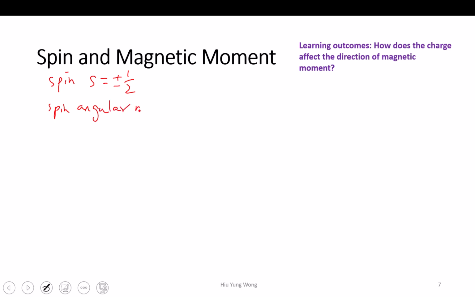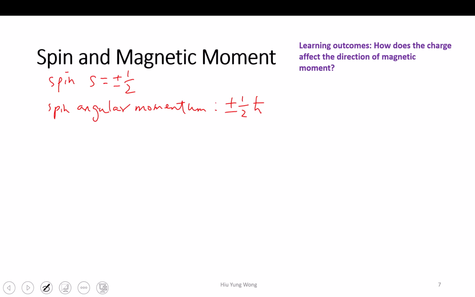Spin angular momentum equals the spin times h bar. That's it, right? This is the Planck constant. The reason it is called spin is because it looks like it is spinning. It does have an angular momentum. Okay?